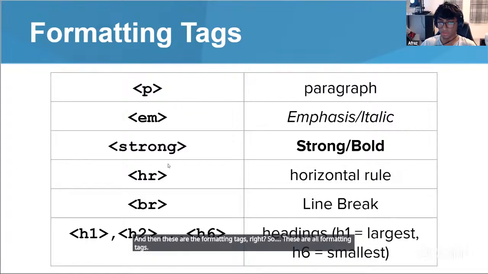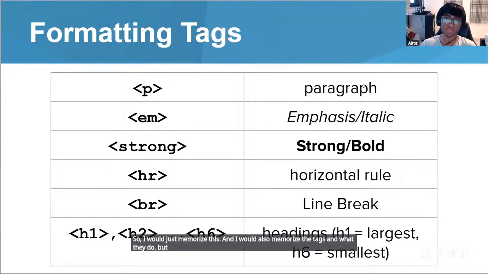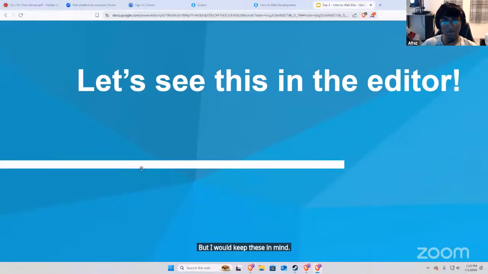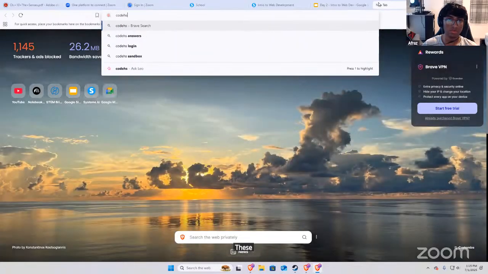So all the tags we learned so far, paragraph, EM, strong, HR, PR. These are all tags that affect how the website looks. So I would just memorize this. And I would also memorize the tags and what they do. But again, that's kind of self-explanatory. The tags are often just a shorthand of what the tag does. So paragraph is really just P, emphasis is EM. So there's not a bunch to memorize, but I would keep these in mind. And I'm going to actually show you these in action so that no one is confused.